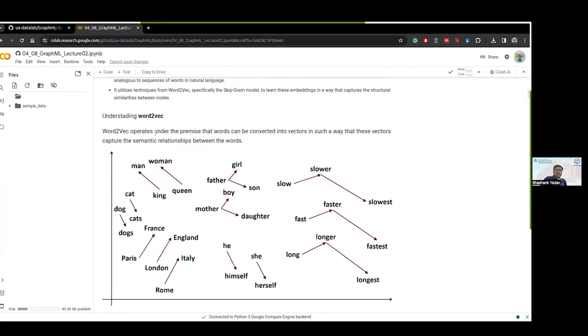Okay, so word2vec operates on words on the premise that these words can be converted into vectors which capture the semantic relationships between the words. So for example, in this image, you can have dogs and cats, so all the animals are together. Then you have all the cities together. And then you have all the verbs together, such as slow or fast or long, which means that if these vectors are appearing together in an embedded space, then they are similar in meaning or in context.